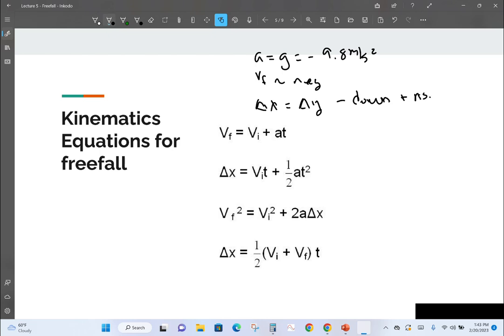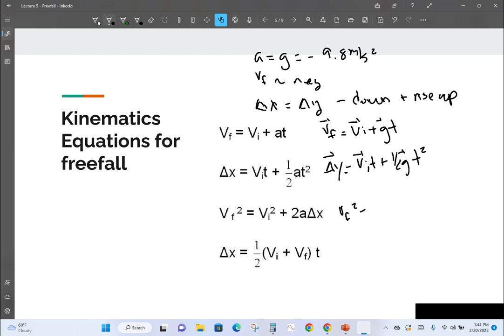So if we were to redo our equations, it would be VF equals VI plus GT. Delta Y equals VI T plus 1/2 G T squared. I'm going to put these little arrows over our variables so we'll know which ones are vectors that we have to have negatives, positives for. VF squared equals VI squared plus 2G delta Y.